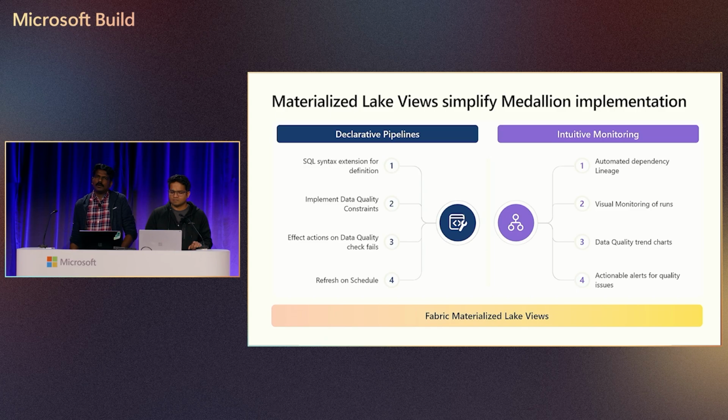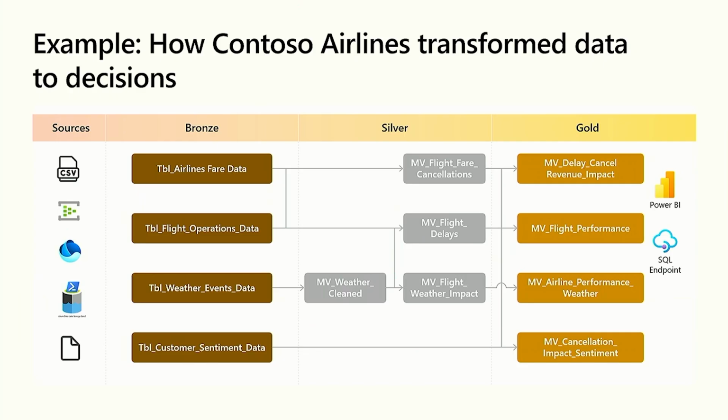Also, you can define actionable alerts if something goes off. So with these two, declarative pipeline and intuitive monitoring, you get a powerful combo: control and clarity. You can define what you want in a SQL way, and you can see what is happening really. Interesting. So let's dive in. Let's see in a real case what's happening.